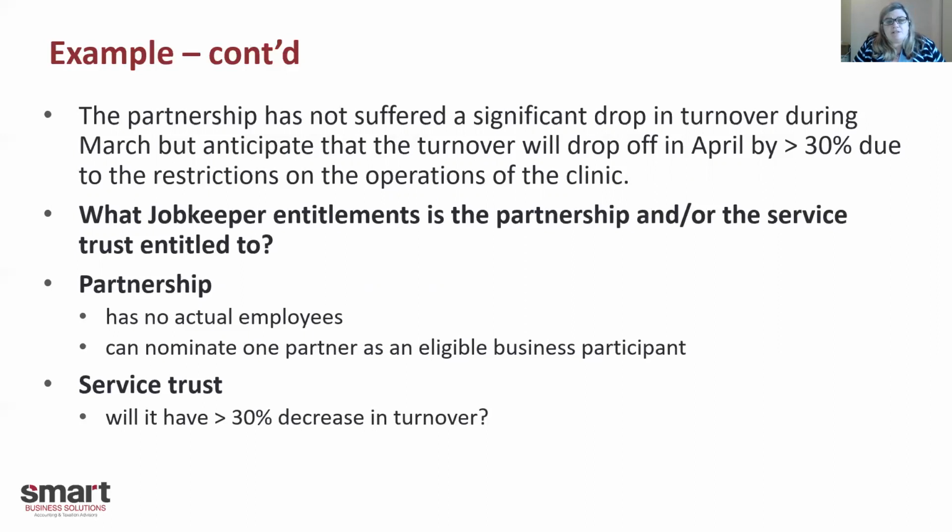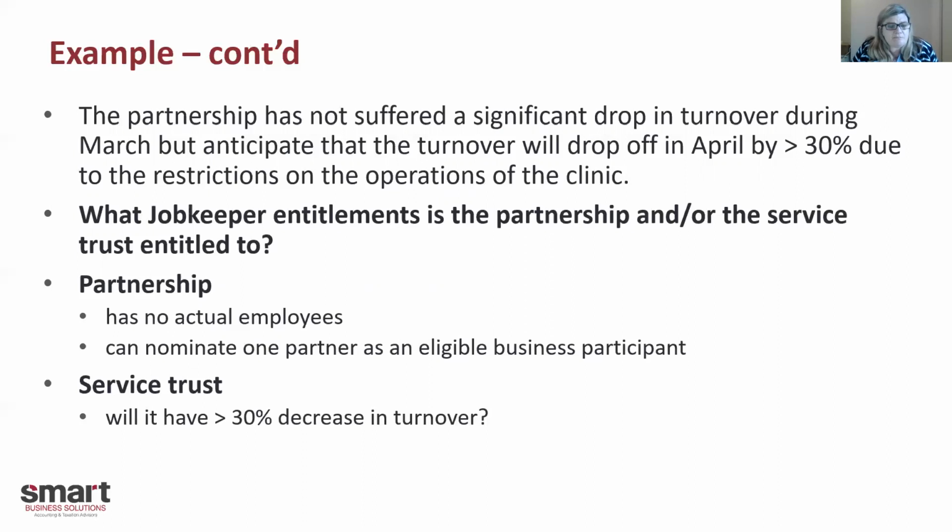So the partnership didn't suffer a significant drop in turnover during March because they still had quite a bit of business going on, but anticipated the turnover will drop off significantly, and we're nearly at the end of March now, by greater than 30% due to some of the restrictions on the operations of the clinic. So the JobKeeper entitlements, what are they eligible for as the partnership or the service trust?